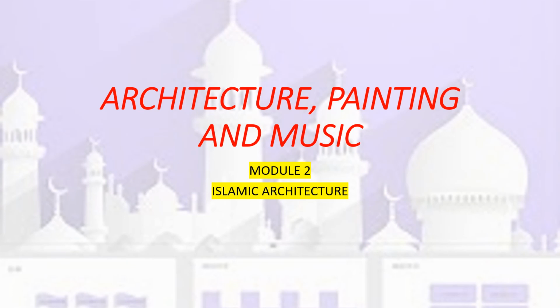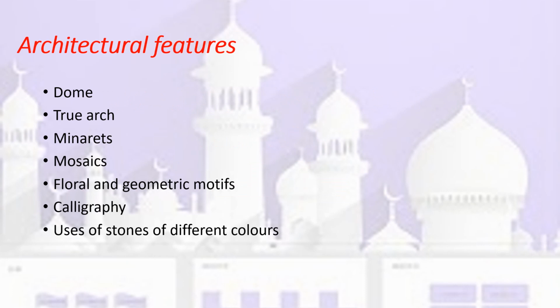Good morning, students. Let's continue the next topic, that is Islamic architecture. The advent of the Turks, Afghans, and Mughals in India led to the evolution of a distinct Indo-Islamic style of architecture. Certain distinct architectural features of this style were the dome, true arcs, minarets, mosaics, floral and geometric motifs, calligraphy, and use of different types of stones with different colors.